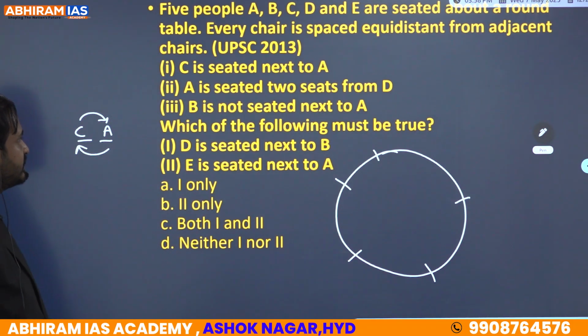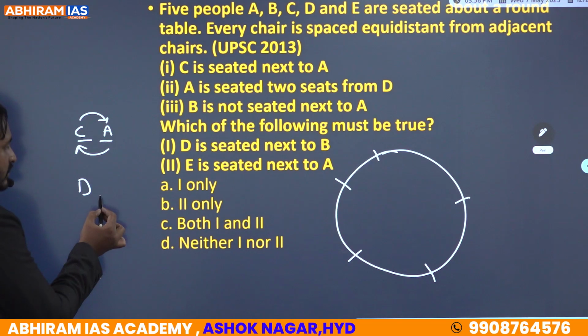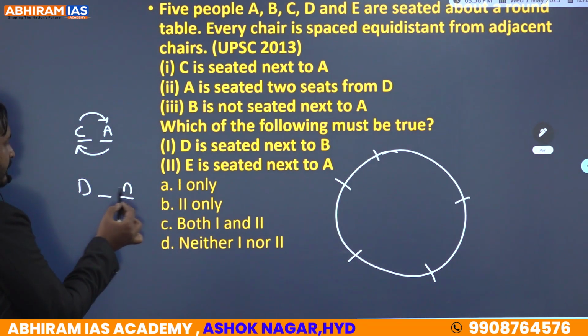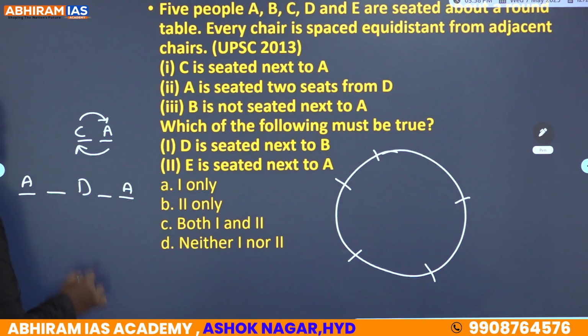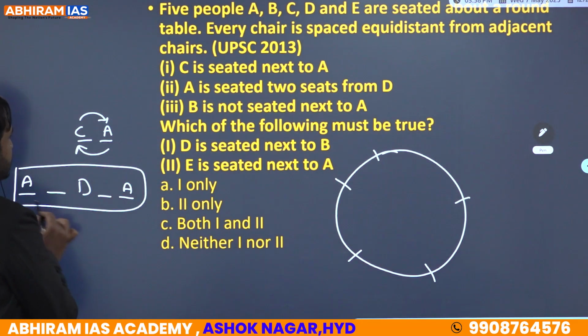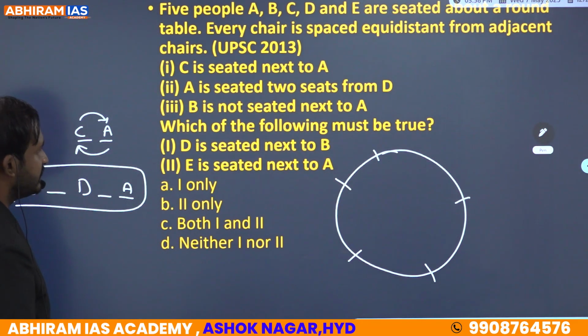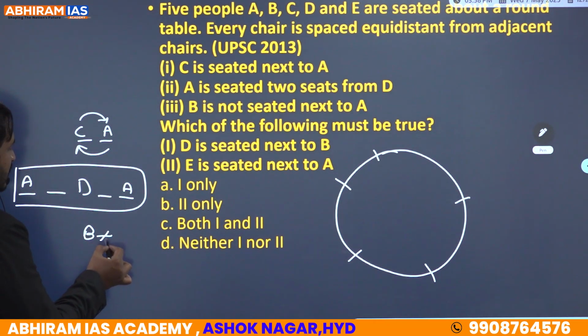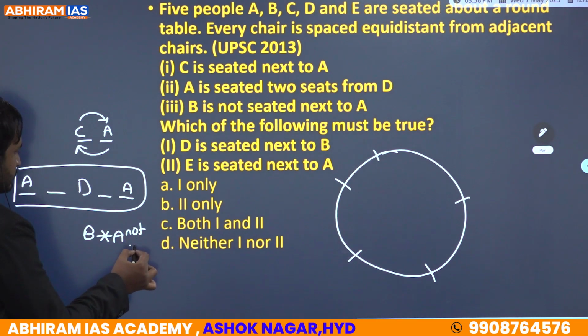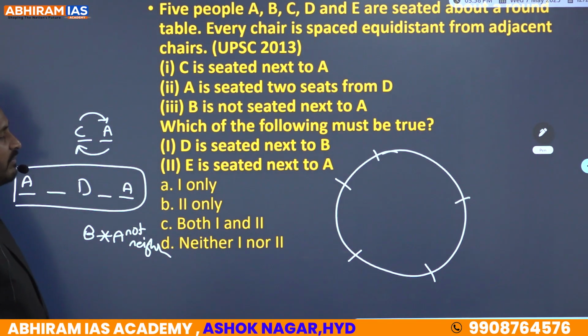A is seated 2 seats from D means if D is here, 2 seats to the left or right, I will have A. D is seated, A is seated 2 seats from D. B is not seated next to A. That means B and A are not neighbors. Which of the following must be true?